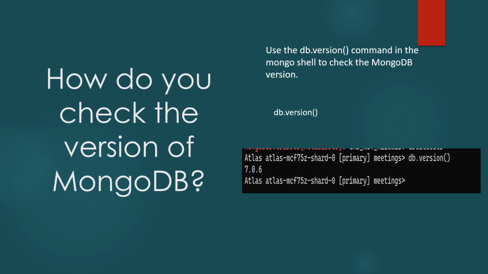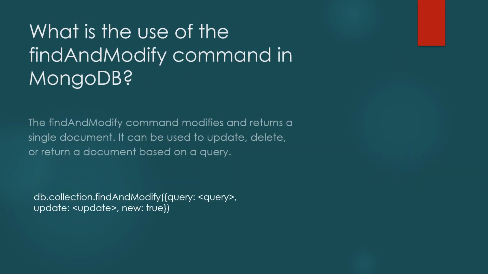How do you check the version of MongoDB? To check the version of MongoDB, you can use the Mongo shell command db.version. What is the use of the findAndModify command in MongoDB? The findAndModify command in MongoDB is an atomic operation that allows for searching a document based on specified criteria, modifying it, and returning either the original or updated document in a single step. It supports atomicity within a single document, ensuring no other operations interleave with it.